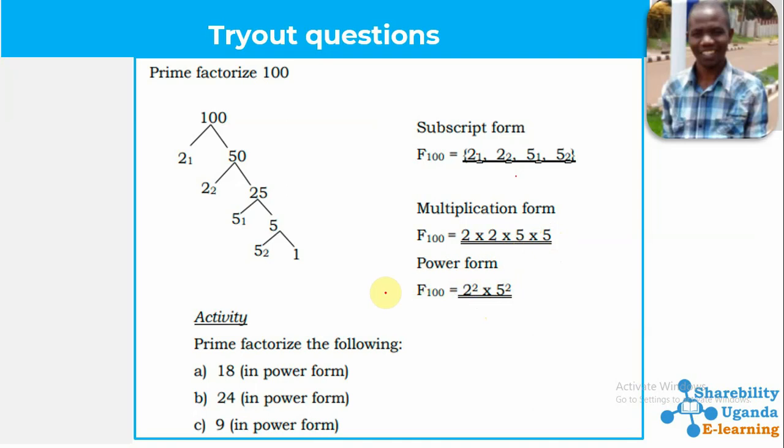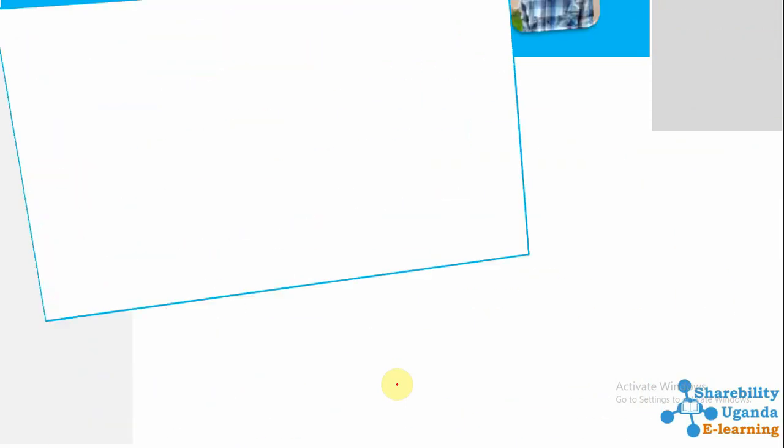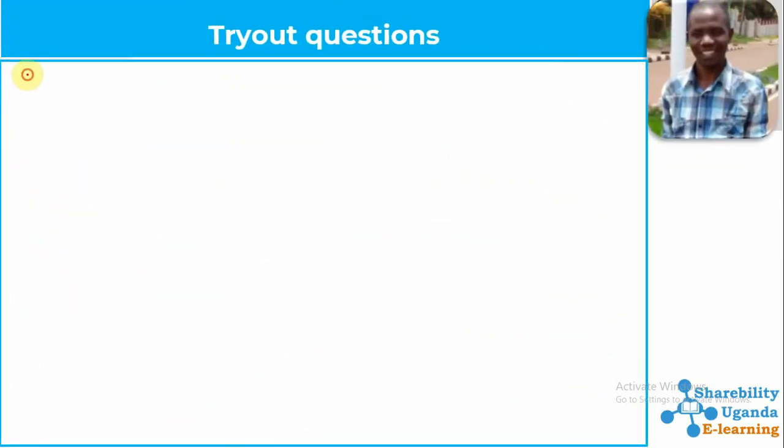Now we shall go to our activity, or try-out numbers. In these try-out numbers we have been given part A, part B, and part C. Those are our numbers today. We are going to solve them all together as we share the concept we got from our first video and this second video. Here they are saying prime factorize the following. Part A is 18 in power form, so they want us to present this in power form.